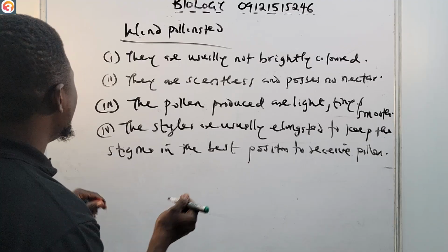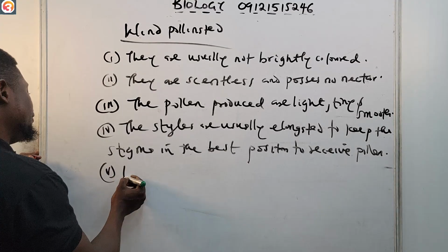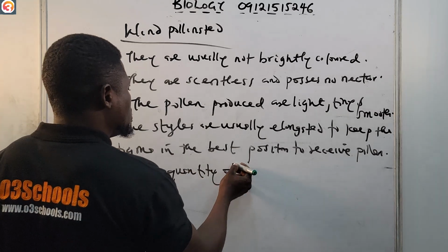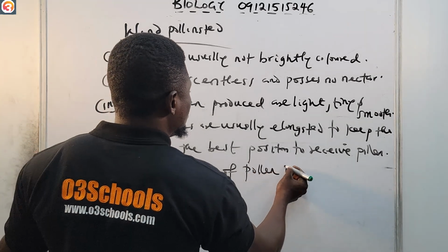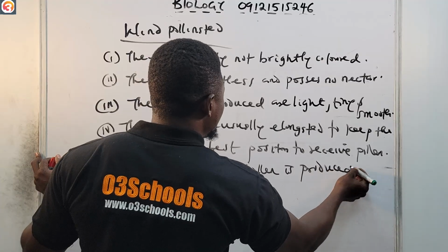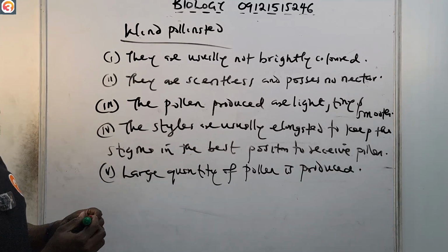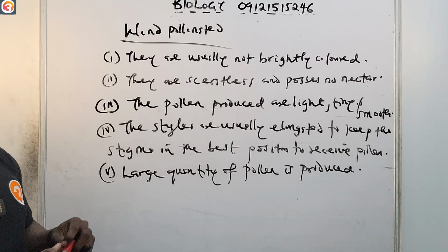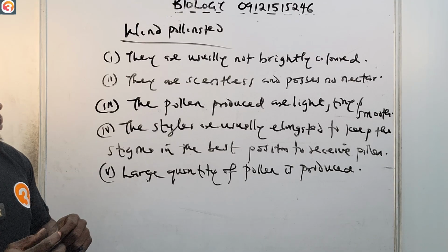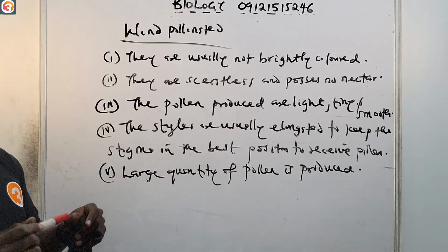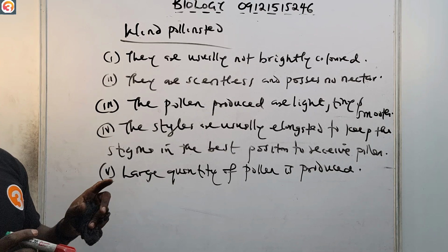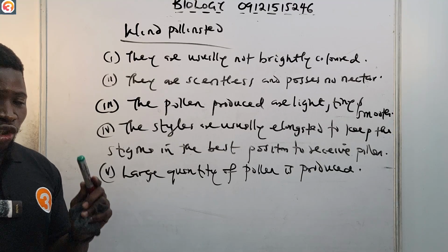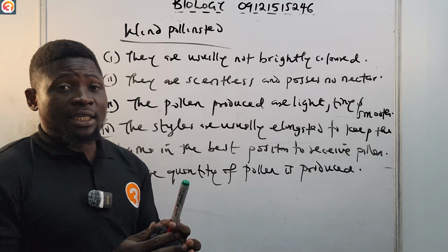And then lastly, a large quantity of pollen is usually produced. A very large quantity of pollen is produced. Okay, so these are characteristics of wind pollinated flowers. They're usually not brightly colored, they are scentless, possess no nectar, the pollen produced are light, tiny, and smooth. The styles are usually elongated to keep the stigma in the best position to receive the pollen, and a large quantity of pollen is produced.